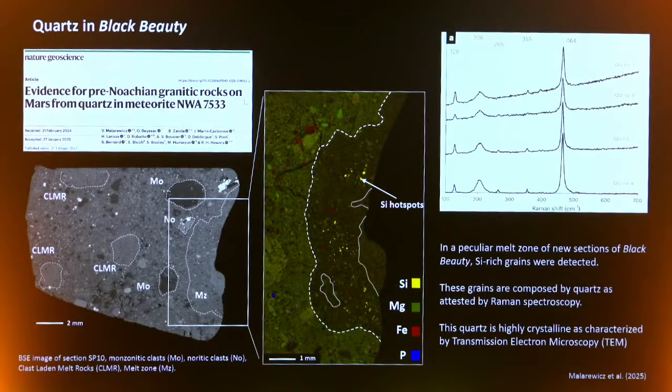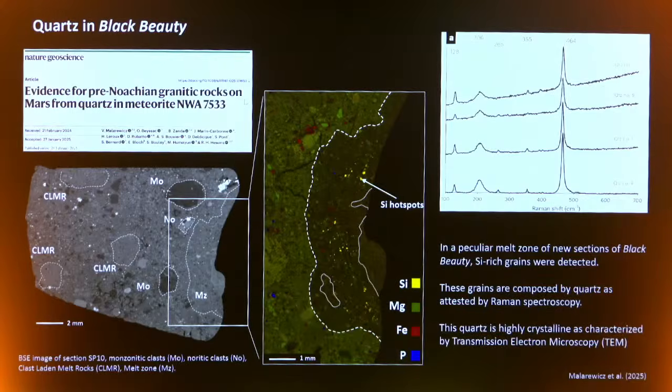So recently we investigated a new section of this meteorite, like the one here. Again, you have the scale, and we found a peculiar melt zone, which is depicted in the middle here. You have a chemical composition map, and this zone is enriched in calcium, depleted in magnesium, and we found some silica-rich hotspots in this zone.